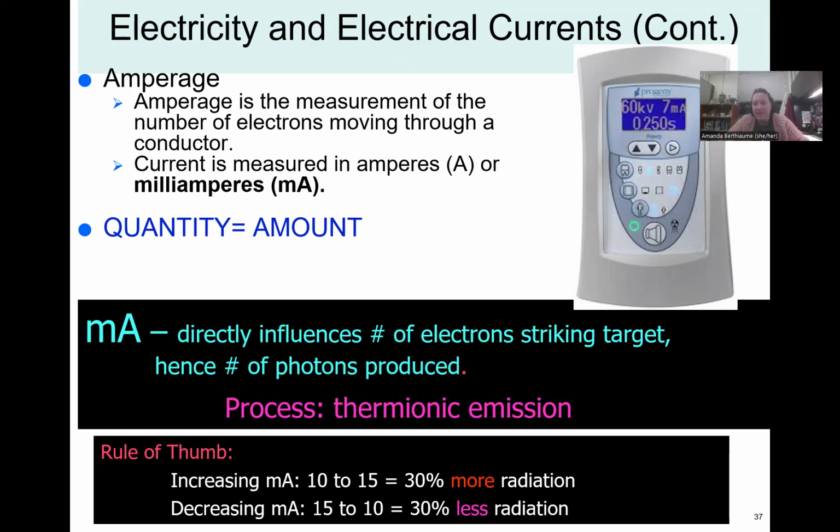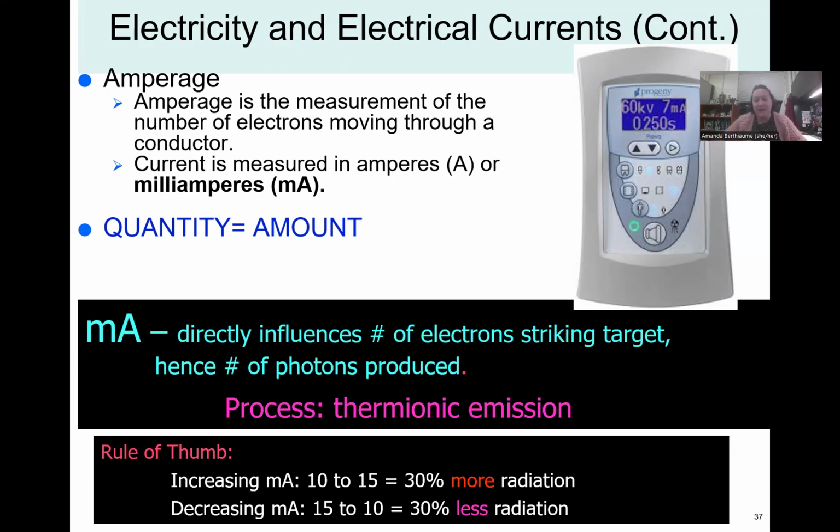So right on our panel, it'll give us a number, and that's the quality or amount of radiation that we are sending through. mAs directly influence the number of electrons striking the target, hence the number of photons produced, right? And that's called thermionic emission. Again, really sciencey stuff, but that's thermionic emission. It's heating up, it's coming out, it's emitting. Increasing the mA or decreasing the mA, again, is going to alter how much radiation or how little radiation.